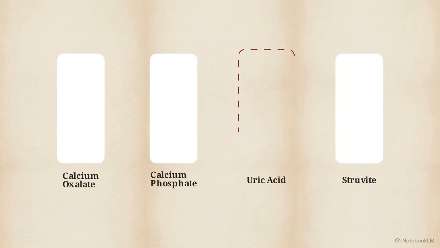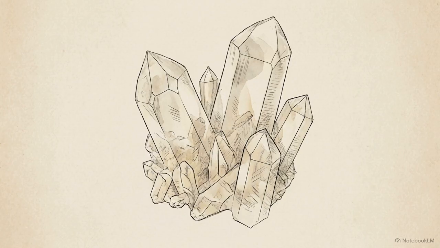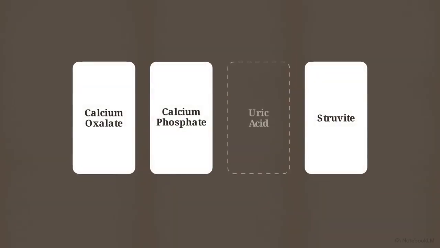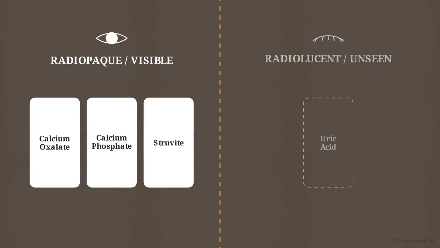data. As the beam passes over the 4 etiologies, one fails to cast a shadow. This specific radiolucent outlier is uric acid. The chemical etiology maps directly to its imaging profile. Uric acid is unseen. An invisible stone on a radiograph indicates a uric acid etiology. By definition, this establishes the inverse rule. Calcium oxalate, calcium phosphate, and struvite are all strictly radioopaque. This radiographic check splits our matrix into 2 actionable categories, visible and invisible.